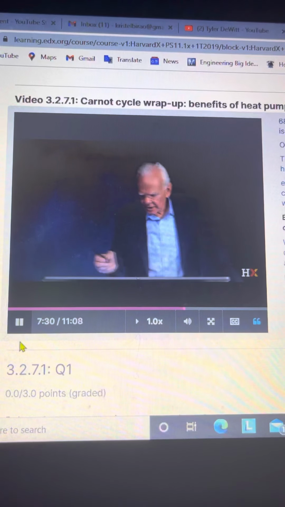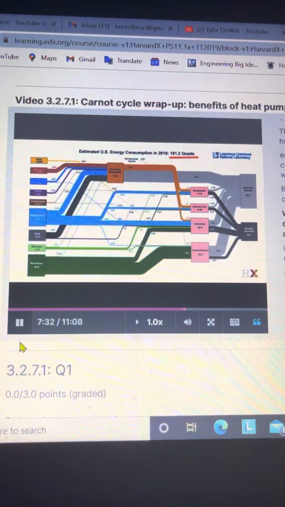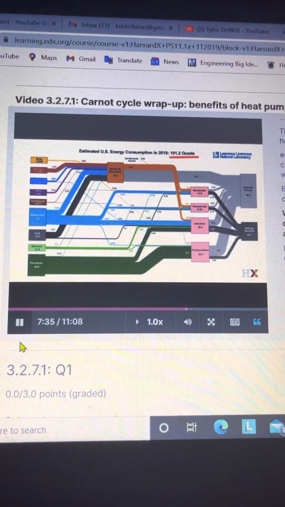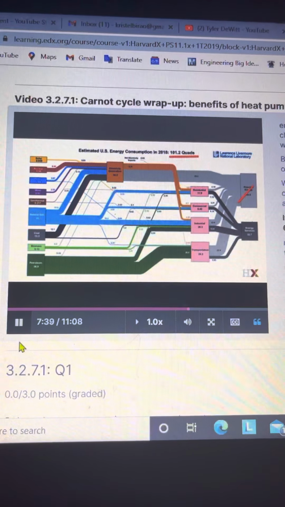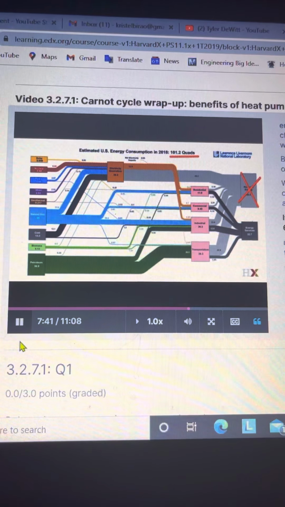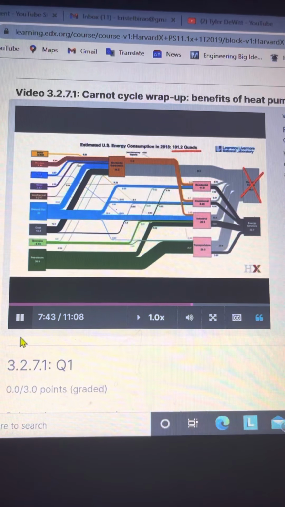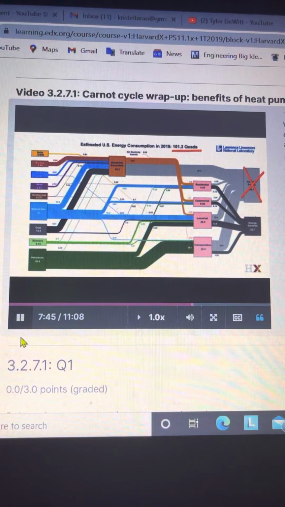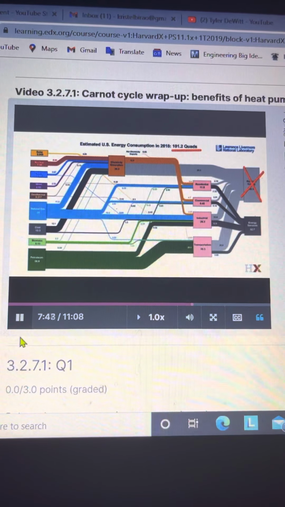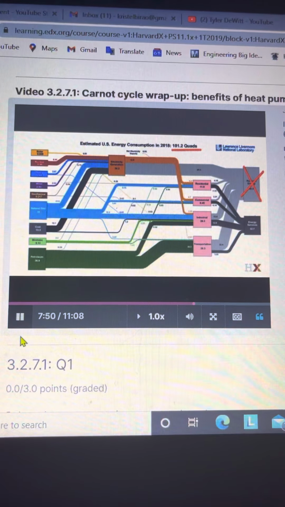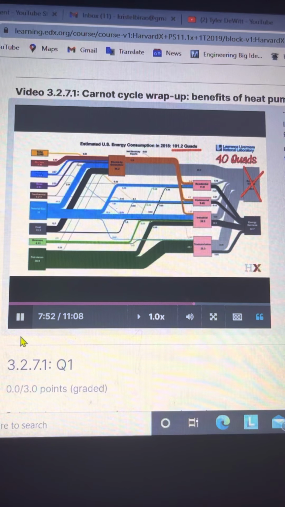But now let's look at one other aspect. We used 100 or so quadrillion BTUs of energy a year in the United States. If we could eliminate this 68% waste, that means that the total energy that would be required to achieve exactly the same standard of living would be a fraction of that. It would be, let's say, 40 quads.